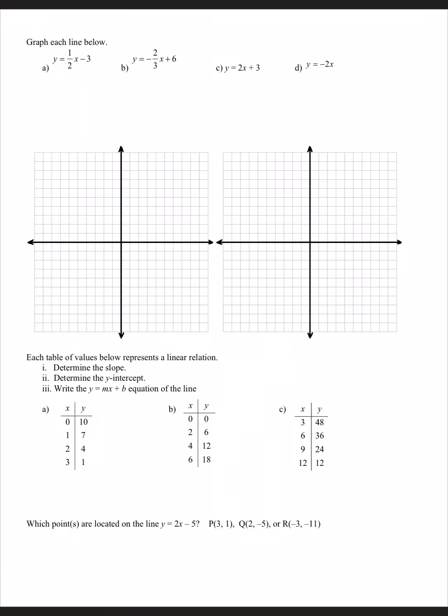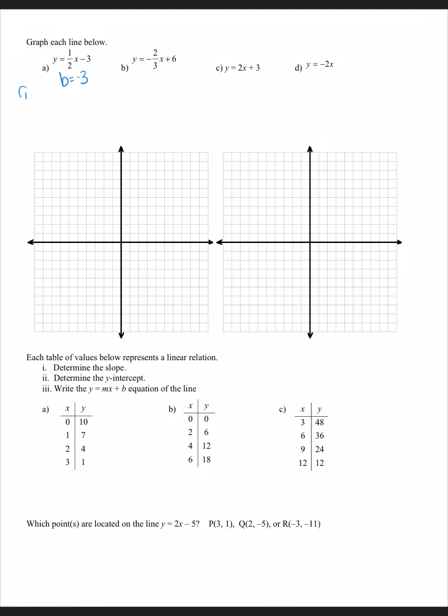Okay, now we're going to take a look at how we go from our equation to actually being able to graph the line ourselves. There's a couple steps here. We're going to always start with our y-intercept. So let's identify our y-intercept. Our y-intercept is -3 in this first equation, 1/2 x minus 3. Our y-intercept is -3.